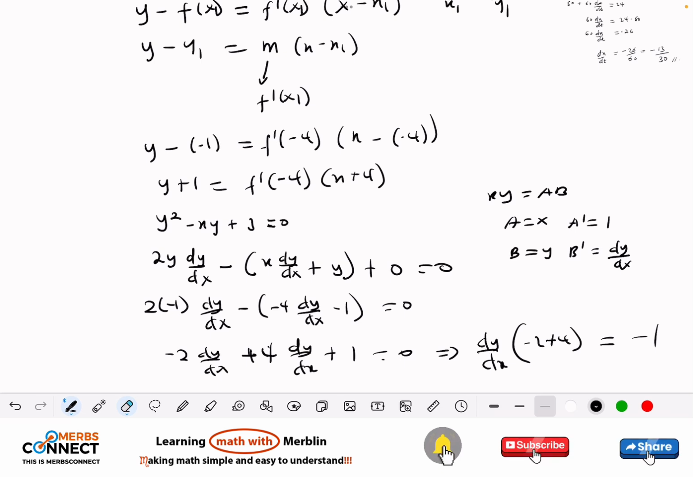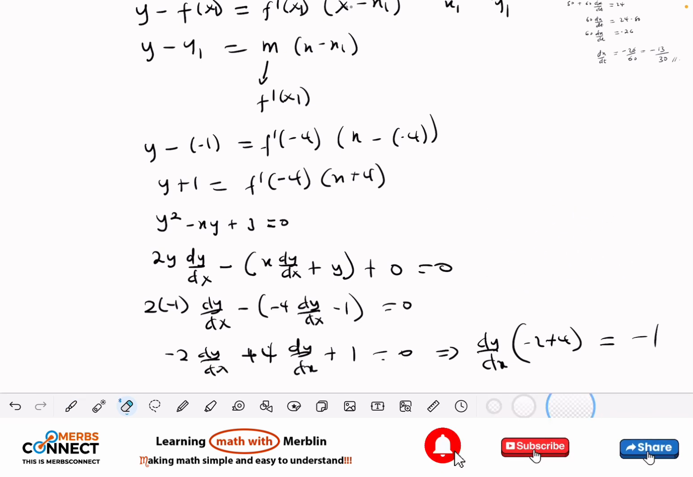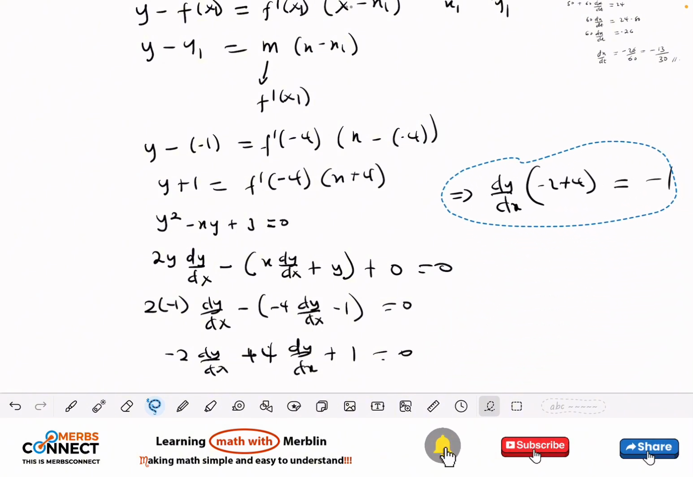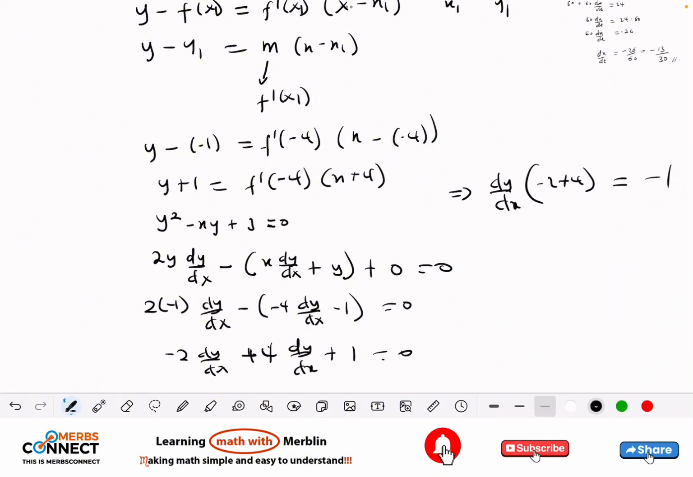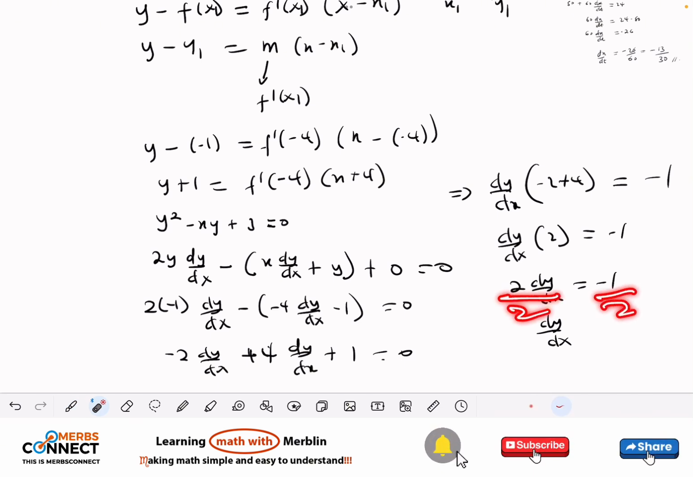Right. Good. So what can I do here? Now let me move this one up small so that I can write it and bring it down. So minus 2 plus 4 will be 2. So I'm going to have dy over dx times 2 minus 1. This is the same as 2 dy over dx, which is equal to minus 1. So dy over dx, divide this one by 2, divide this one by 2. So it's equal to minus 1 over 2.